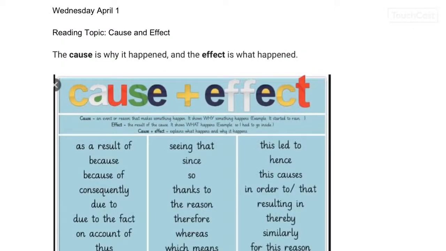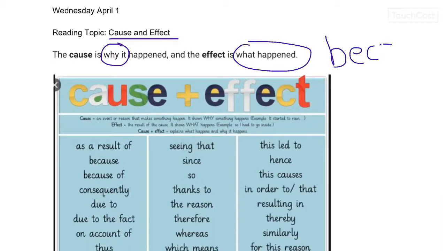We're going to look at, for our reading lesson today, we're going to review cause and effect. We did this on Monday, but we're going to go ahead and do it again. A cause is why something happened, and effect is what happened. We use the word because in the middle to help describe the relationship.